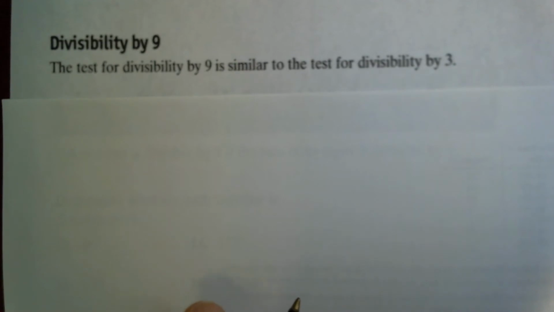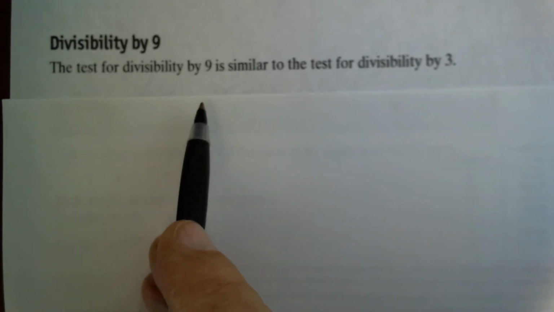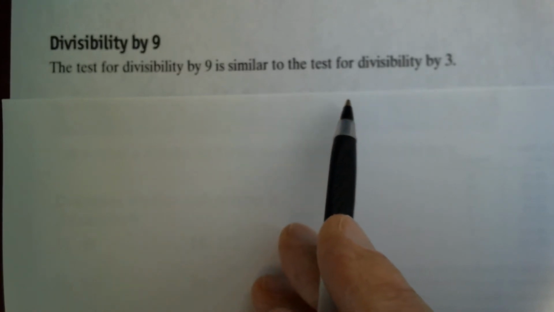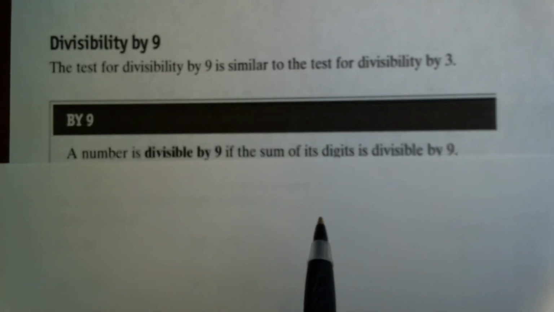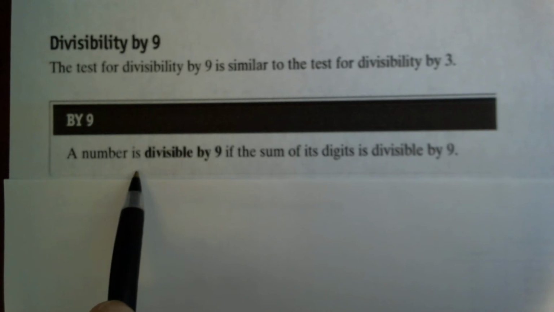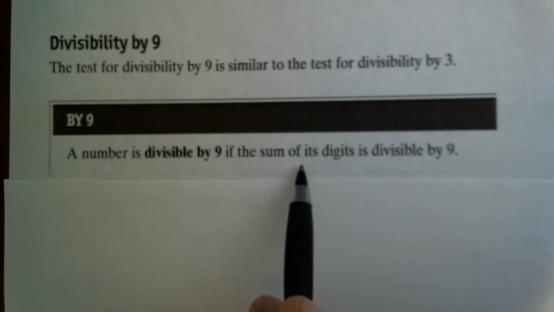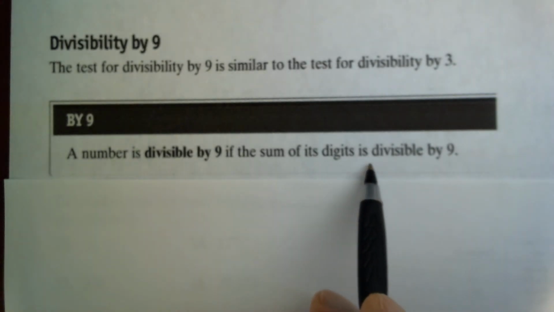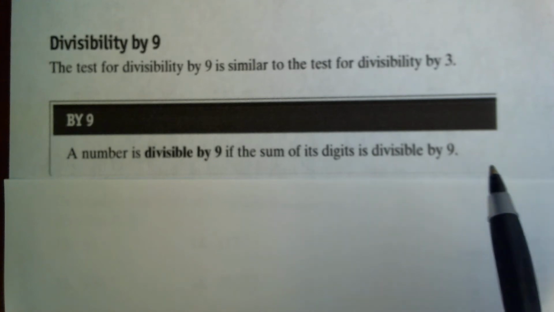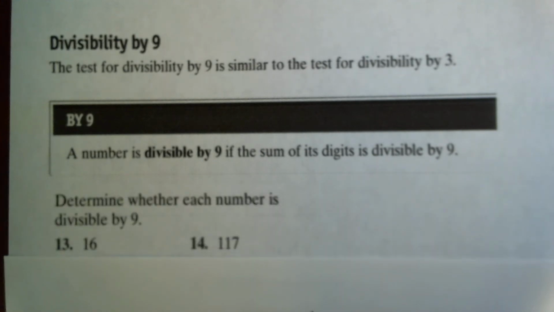Next, we consider divisibility by 9. And it turns out the test for divisibility by 9 is very similar to the test for divisibility by 3. And simply this: a number is divisible by 9 if the sum of its digits is divisible by 9. So, there you have it. And here we're going to have some test cases, determining whether each number is divisible by 9.